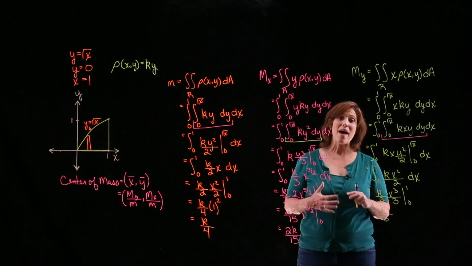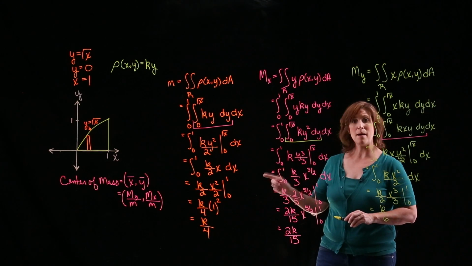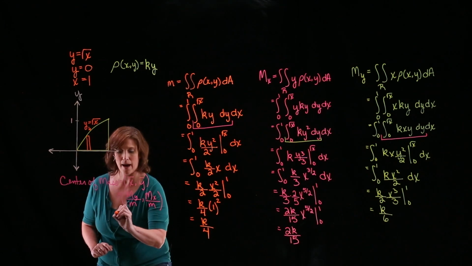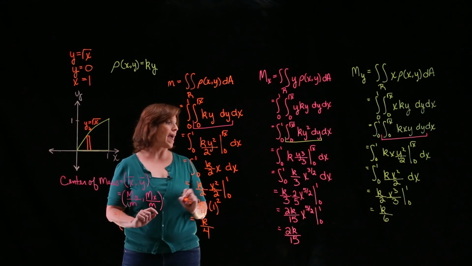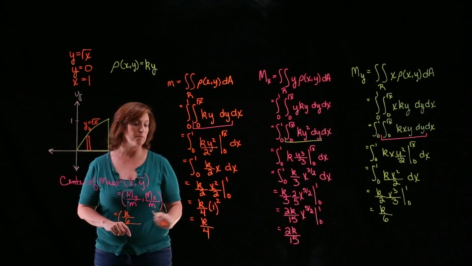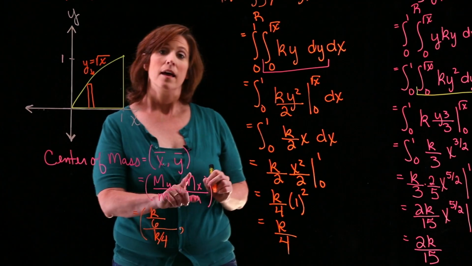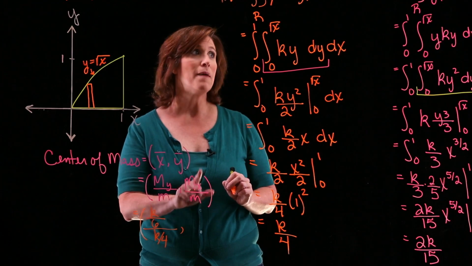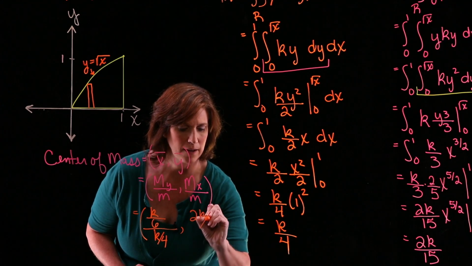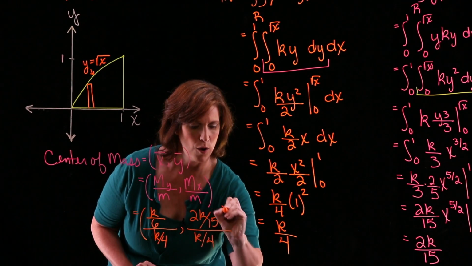All right, now I have all the pieces I need to get my center of mass. So let's go back and remember what that center of mass is. The center of mass can be calculated by looking at the moment about the y-axis, which I just said was k over 6, and dividing that by the mass, which I calculated to be k over 4. For the y-coordinate, I need the moment about the x-axis, which I calculated to be 2k over 15, and that also needs to be divided by the mass, which is k over 4.